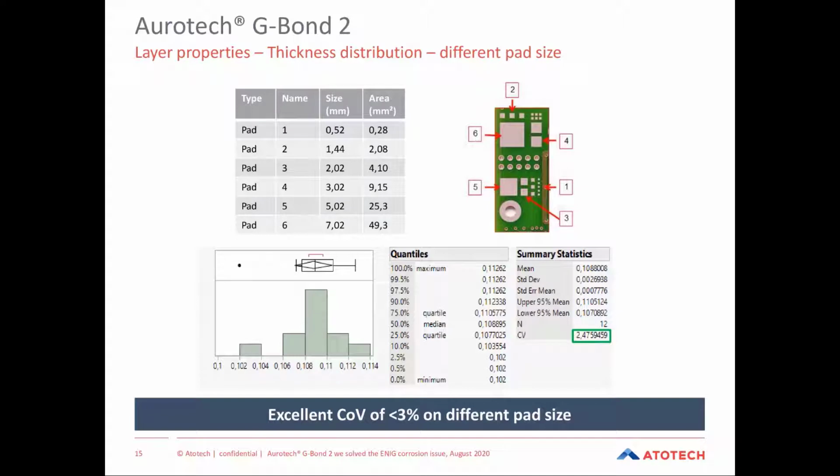About the thickness distribution, for example, we did 2 tests. On this page, you see that we have tested or measured thickness on different pad sizes. On a panel, you see the pad size areas over here, and the 6 pads were measured, and on these 6 different pad sizes from 0.2 to 49 square millimeter, you can find a CV of below 3%, which actually is here 2.5%, which is pretty good.